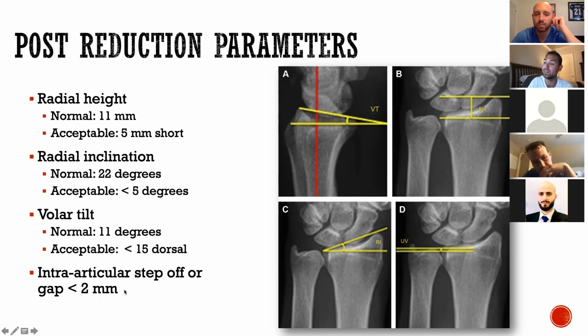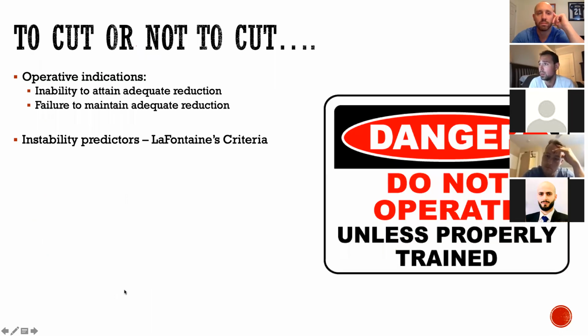Another thing we look at, obviously, is intra-articular step-off or gapping, less than 2 millimeters. Kind of hard to do without a CT, but you can certainly get an approximation. So then we get to the fun stuff, right? To cut or not to cut, that is the question. And we look at our operative indications.